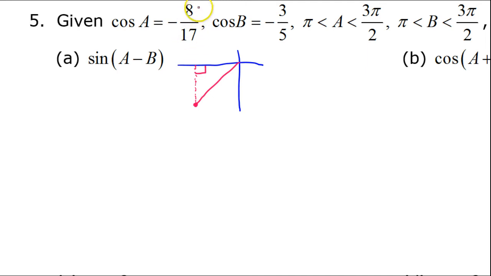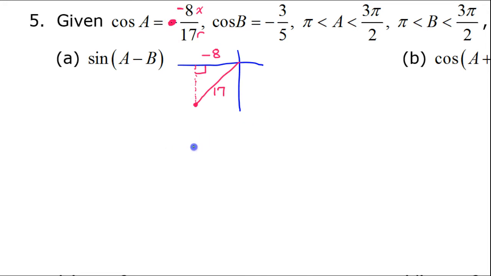I know that cosine is the x value over the radius. So the radius is 17, which is always positive. That means this negative sign really belongs to the 8. So my x value is negative 8, so I'm going to put my negative 8 right here. I'm going to do the Pythagorean theorem to find the y value, but now this is really important. The y value, whatever it is, is negative because this is down below the x-axis. So let's go ahead and do a quick Pythagorean theorem.